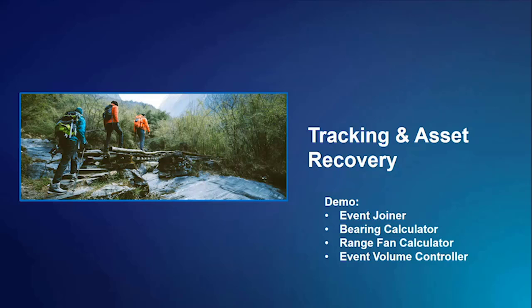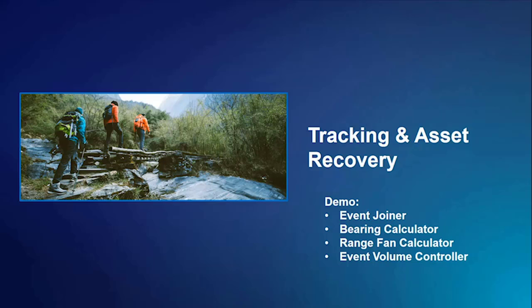Once we have that new joined definition that contains the location of each of the trackers as well as the asset or the mammal, we're going to then be able to use the bearing calculator to establish the bearing between the trackers as the origin and the mammal or asset as the destination. The resulting bearing value simultaneously gets used to calculate a range fan, because if we recall from earlier, the range fan needs a bearing, a range, and an arc angle value.